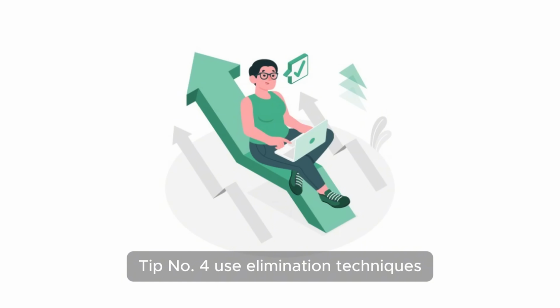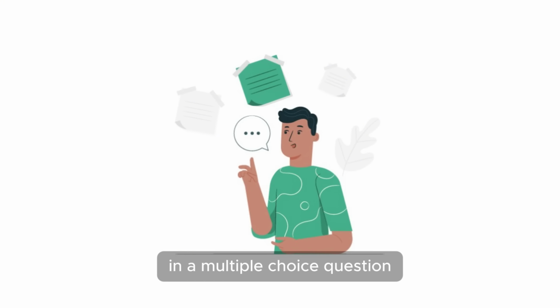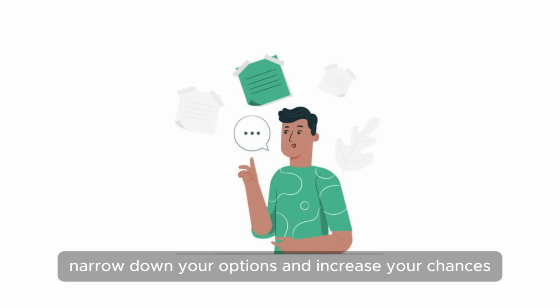Tip number 4. Use elimination techniques. If you're unsure of an answer in a multiple-choice question, use the process of elimination. Narrow down your options and increase your chances of selecting the correct answer.